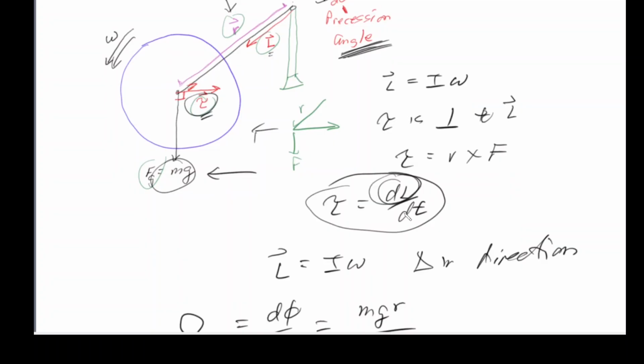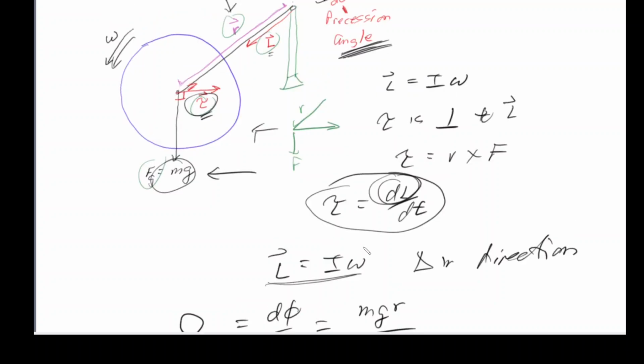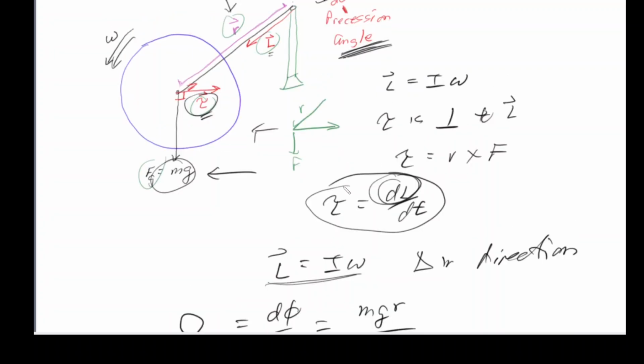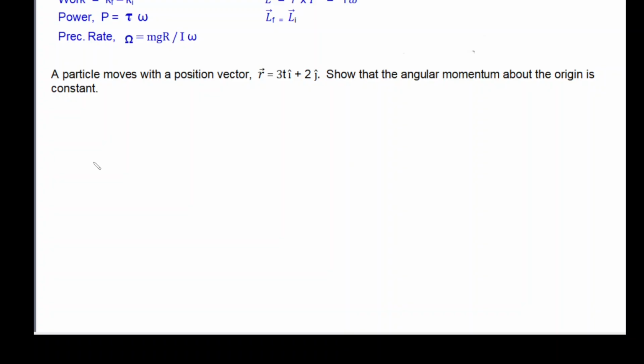But because the angular momentum magnitude is fixed by this formula, the only thing that can change is its direction. And since the momentum change is parallel to the torque, it causes the wheel to precess around the fixed point. And that's why gyroscopes precess. Let's do some rotational problems.